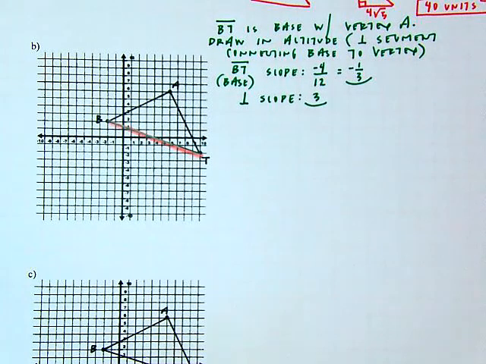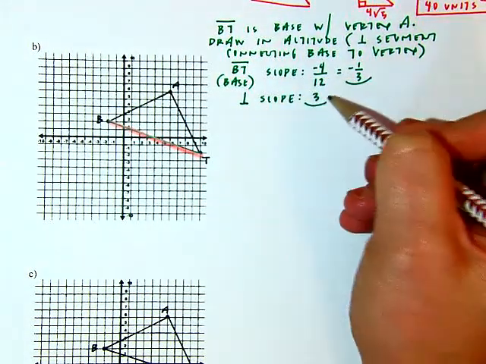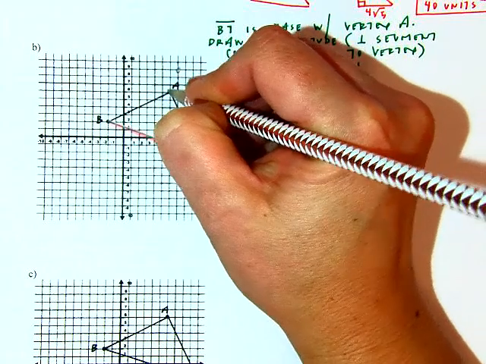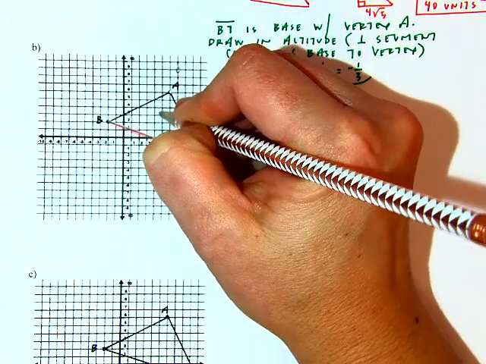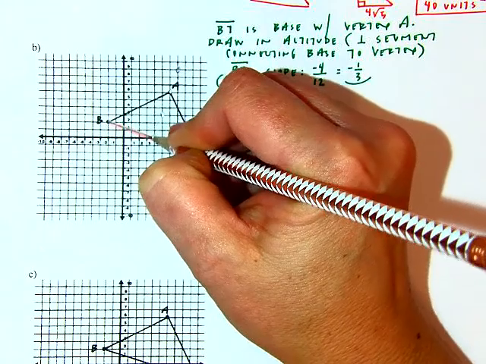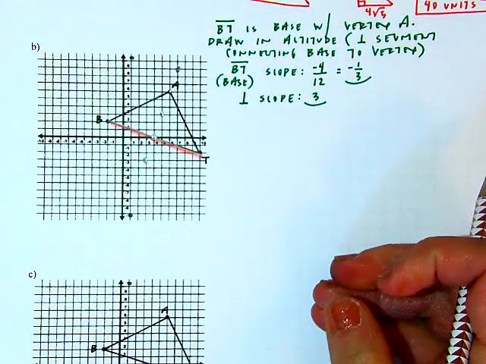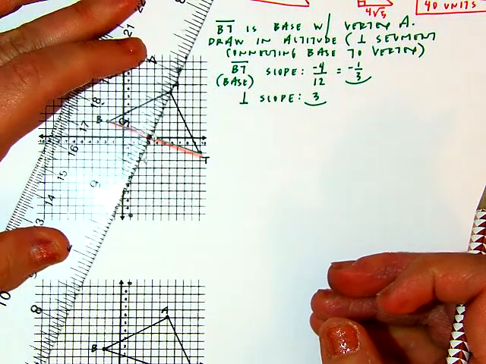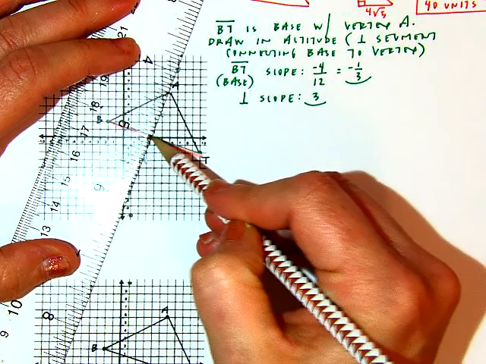So if I build off of that, let me go to my point here, and let me use a slope of 3. So I'm going to go up 3, right 1. And I'm going to keep that pattern going down. So down 3, left 1. Down 3, left 1. So I can see what my line would look like. This is that perpendicular line that would pass through this point and this line right here.